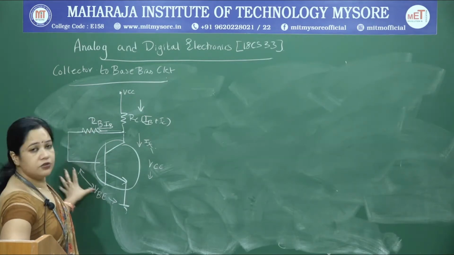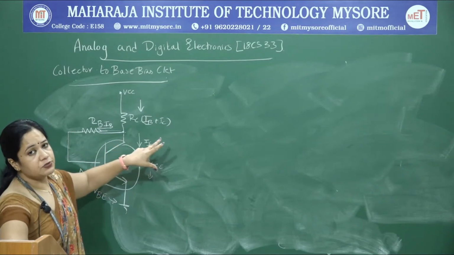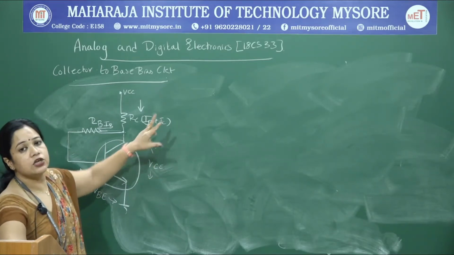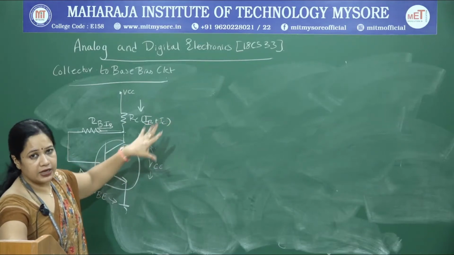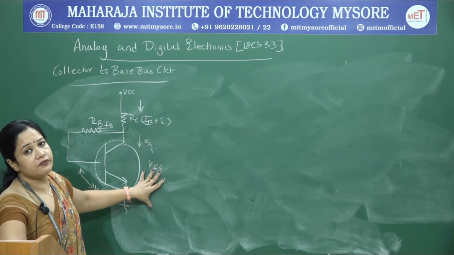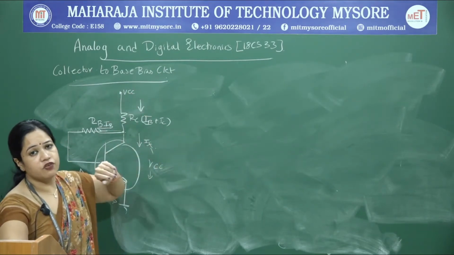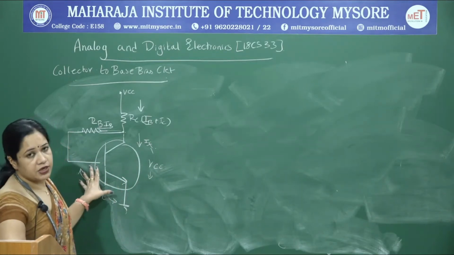So we apply KVL to the input loop, find the expression for IB, and substitute in the expression IC equal to beta into IB, and I get an expression for IC. Now I need to determine VCE. In order to determine VCE, I apply KVL to the output junction and arrive at an expression for VCE. So this is how we try to analyze.